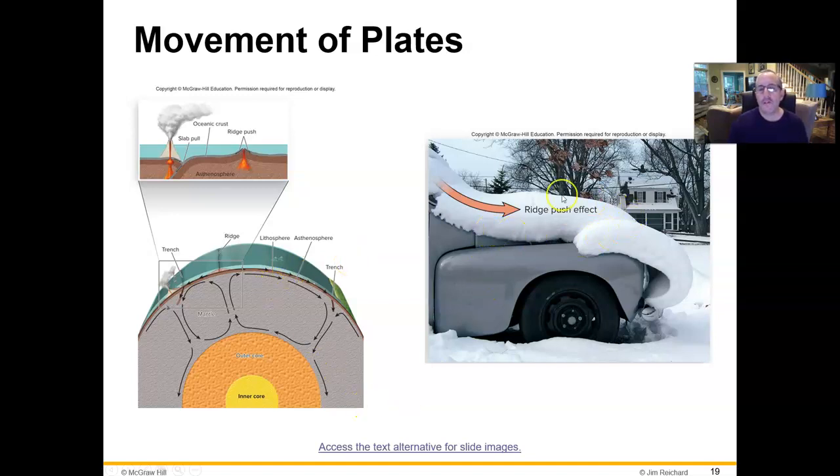This is just a visual effect for how this is gravity and snow, but it's showing how materials can slide on top of another material if it has the right conditions. In this case, it's gravity pushing this snow down the front of this car.